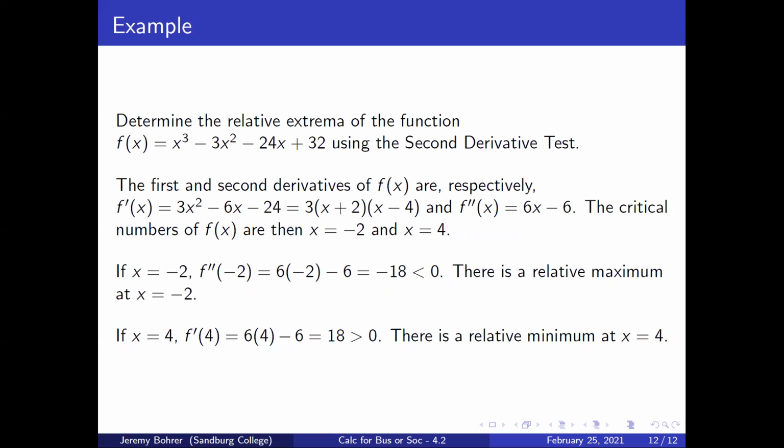If x equals -2, f double prime of -2 equals -18, which is less than 0. There is a relative maximum at x equals -2. If x equals 4, then f double prime of 4 equals 18, which is greater than 0. There is a relative minimum at x equals 4.